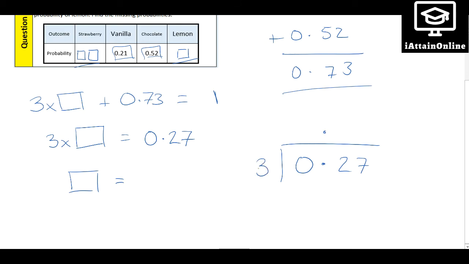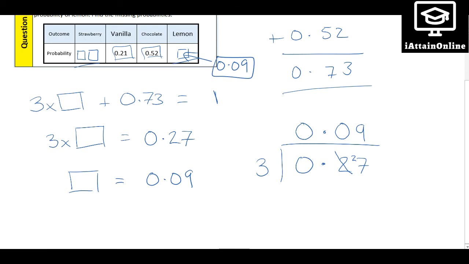We're dividing that by 3. 3's into 0 don't go. 3's into 2 also don't go. So I'm going to cross that 2 out because I haven't used it yet and carry it over. How many 3's go into 27? That would be 9. So that tells me that each box is worth 0.09. So the probability of getting lemon is 0.09.